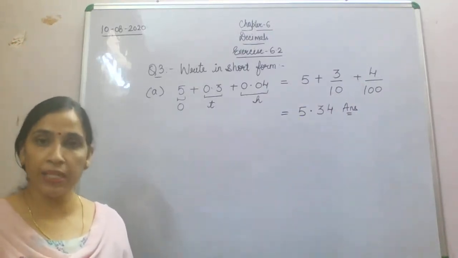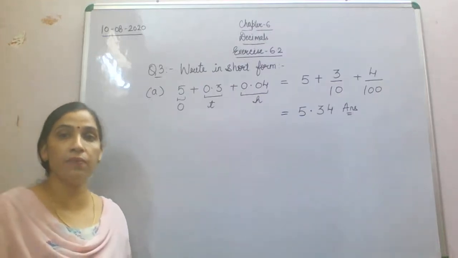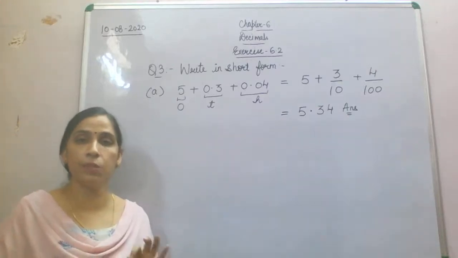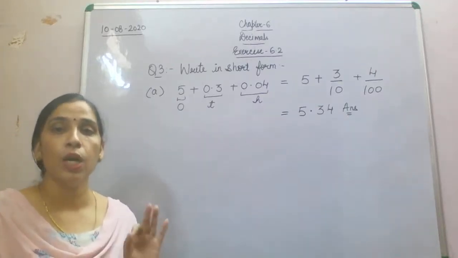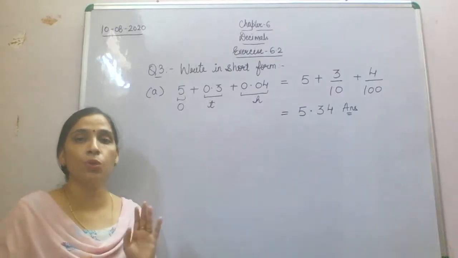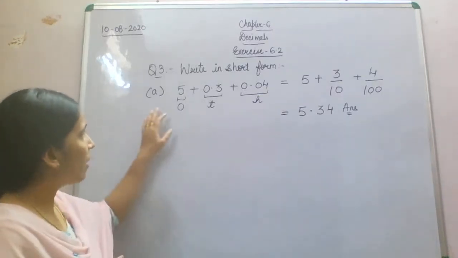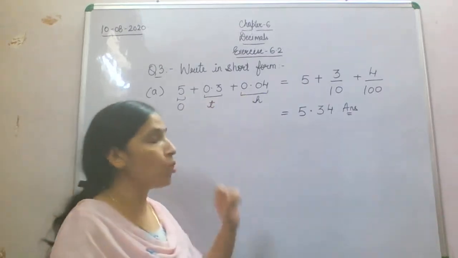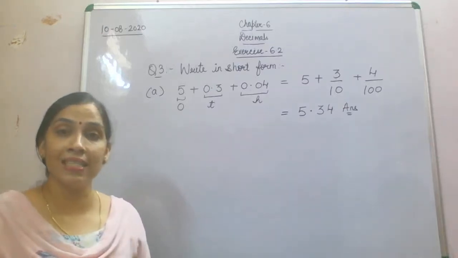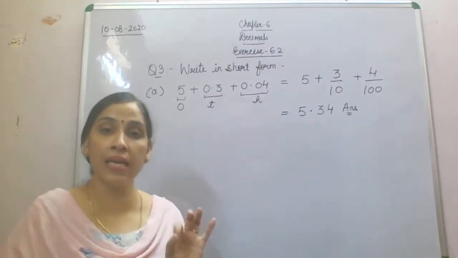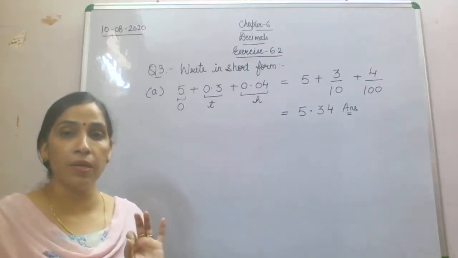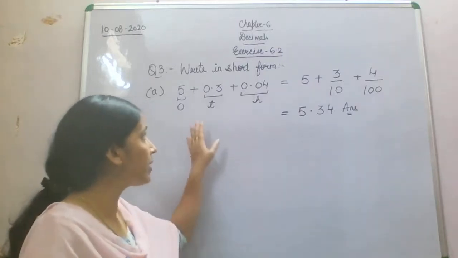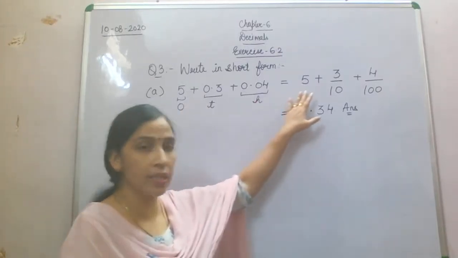Fine. So let's see this question once again. What has been given to you? You have been given a number already written in expanded form or expanded notation, and you are supposed to write it into decimal form. So you have been given 5 plus 0.3 plus 0.04. Now you have to understand the place value of decimal numbers. That is very important. By using that place value, 5 is a whole number that you will write as it is.